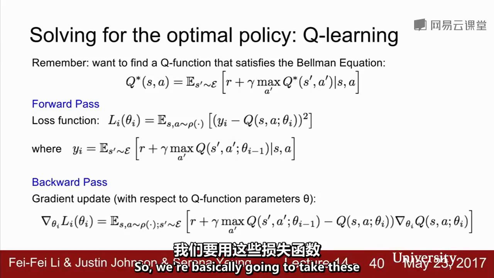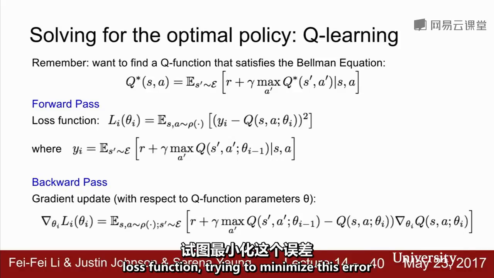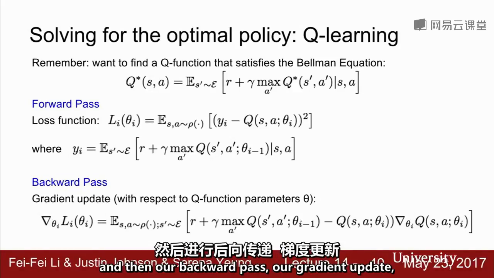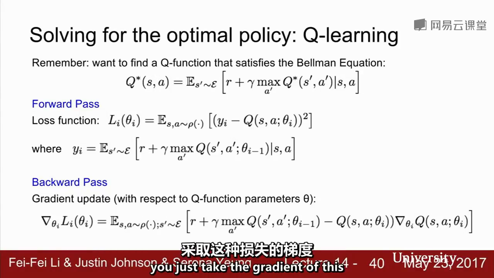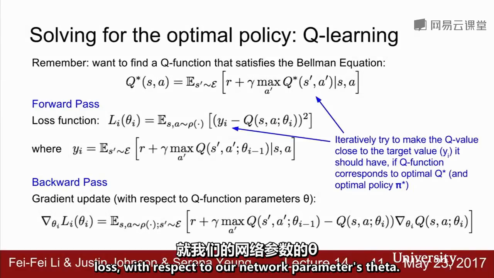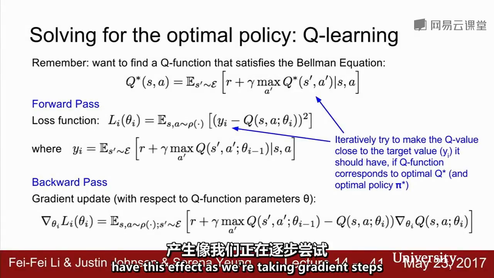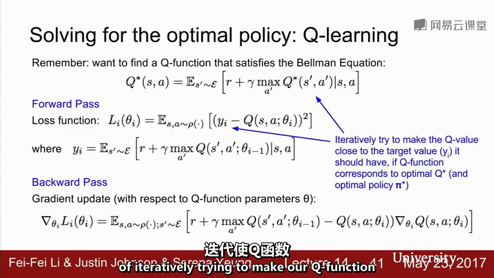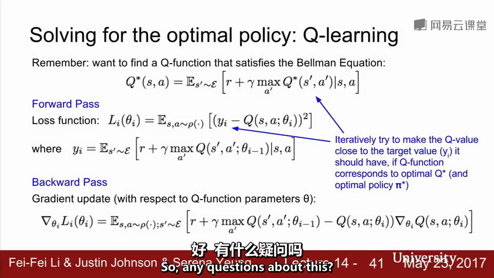So we're basically going to take these forward passes of our loss function, trying to minimize this error, and then our backward pass, our gradient update, is just going to be taking the gradient of this loss with respect to our network parameters theta. Right, and so our goal is to have this effect as we're taking gradient steps of iteratively trying to make our Q function closer to our target value. So any questions about this?